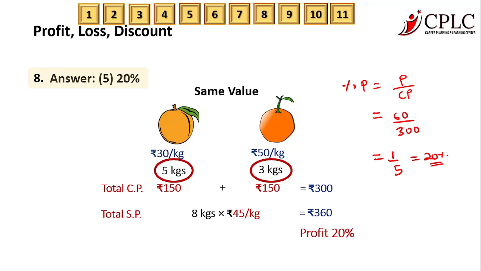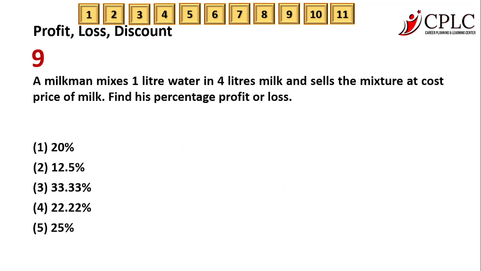So when we talk about cheating, let's first read this question, which says a milkman mixes 1 liter of water in 4 liters of pure milk, of course, and sells the mixture at the cost price of the milk. Find his percentage profit or loss. Now, what you need to understand is that this is the first type of cheating, which is adulteration.